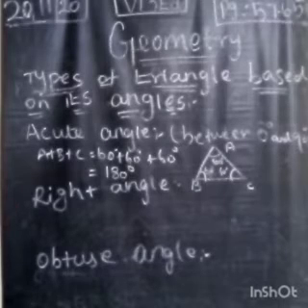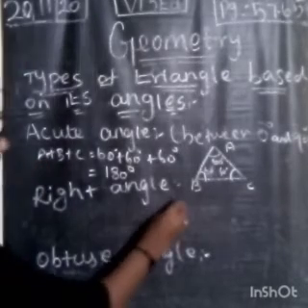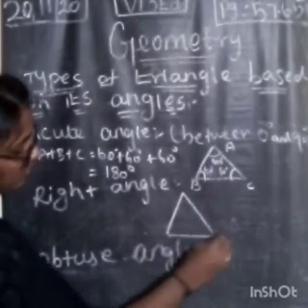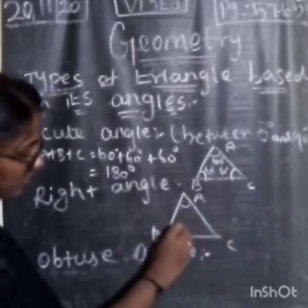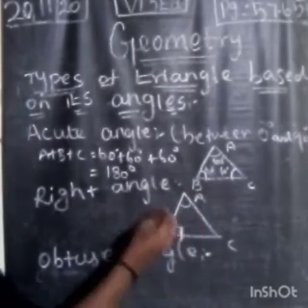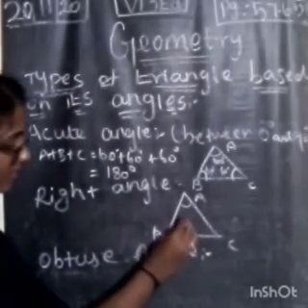And then what is the right angle triangle? Right angle triangle means if an angle of the triangle is a right angle, at 90 degree, then it is called the right angled triangle. Let us take one example. A, B, C. So here B is the right angle.